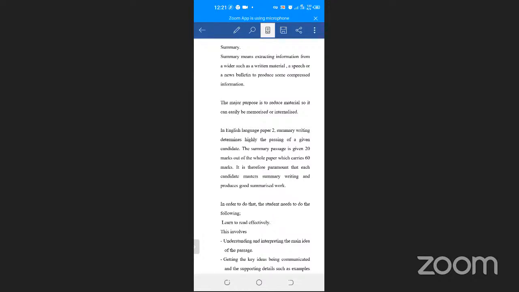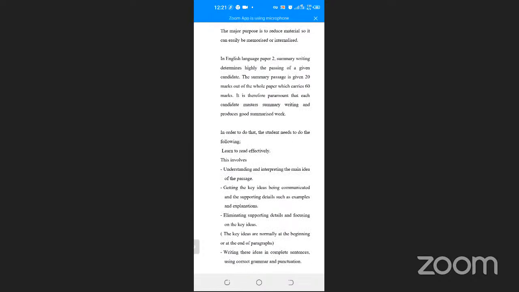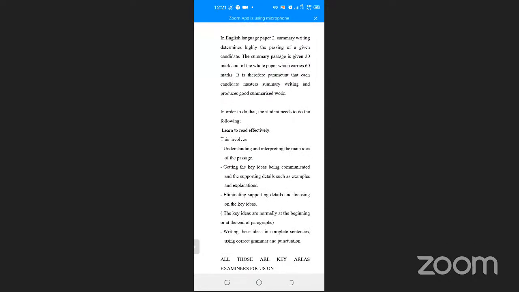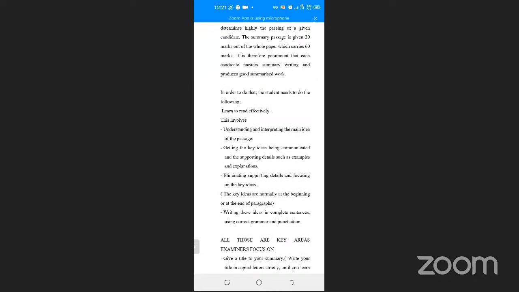In order to do that, the student needs to do the following. Learn to read effectively. This involves understanding and interpreting the main idea of the passage, getting the key ideas being communicated, and the supporting details such as examples and explanations. Eliminating supporting details and focusing on the key ideas. The key ideas are normally at the beginning or at the end of the paragraphs. Writing these ideas in complete sentences using correct grammar and punctuation.